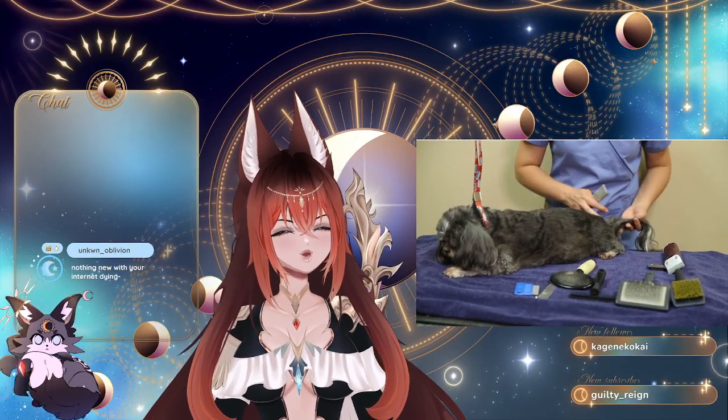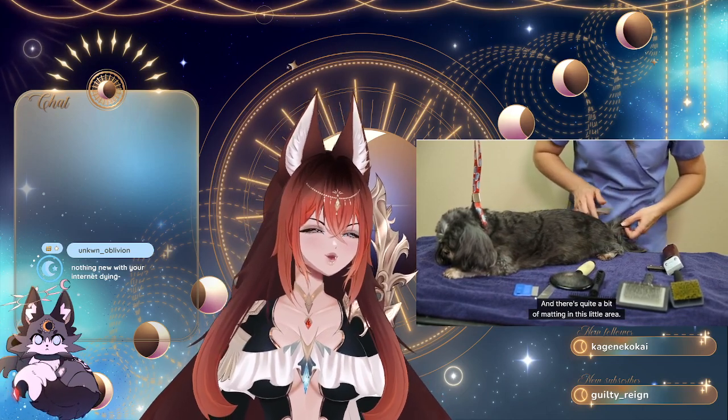Well, you know what? There's quite a bit of matting in this little area.